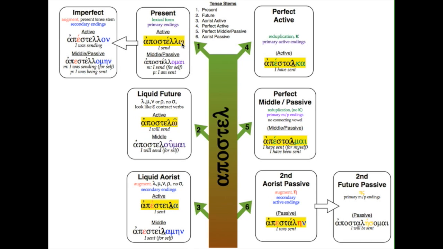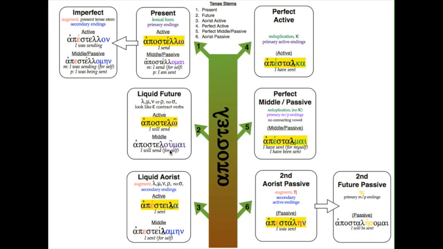We have our primary endings, and then in the middle passives, -omai. Now, the imperfect, built off the present, will be an augment and the secondary endings. Where is the augment? Between the preposition and the verb. And notice that in this case, apo became ap-e. The omicron just turned into an epsilon.